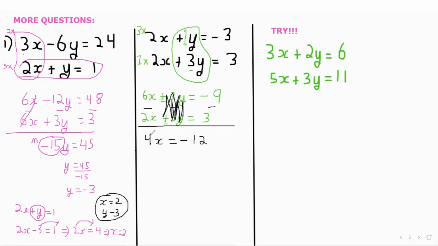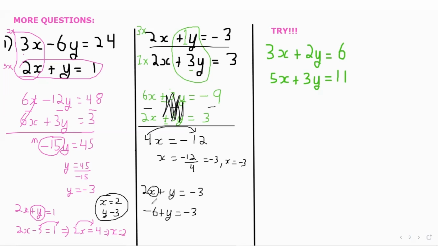Nice, so let's transpose the 4, which will switch to division. So x will equal negative 12 over 4, which is negative 3. So x is equal to negative 3. So let's pick an equation. The smallest one will be this one. So we'll have 2x plus y is equal to negative 3, and x is equal to negative 3. Where is x? X right here. So 2 by negative 3 is negative 6 plus y, and that is equal to negative 3.